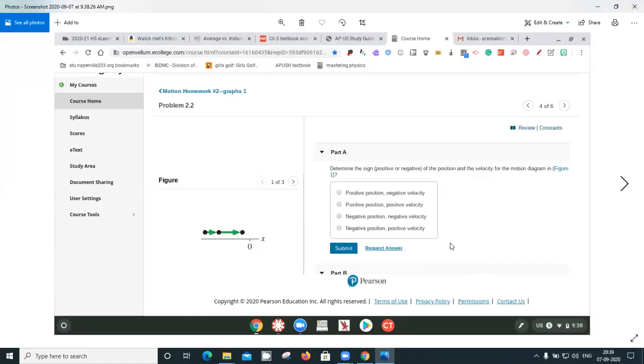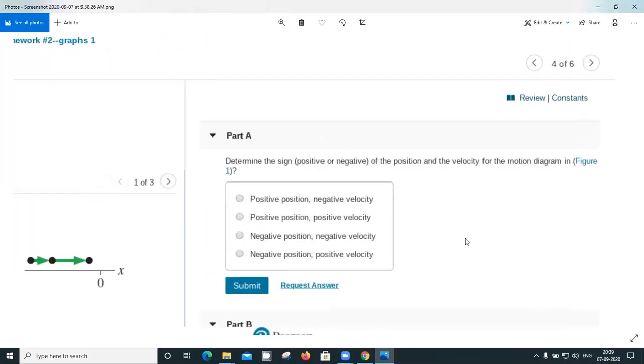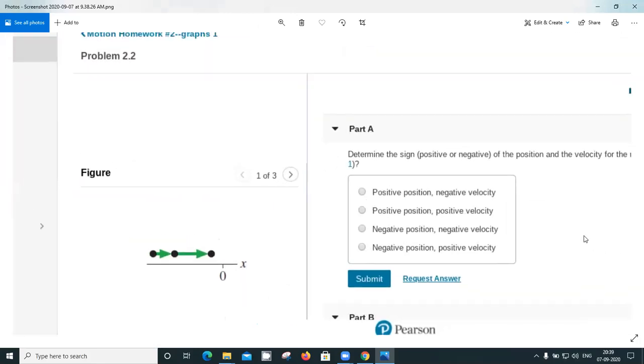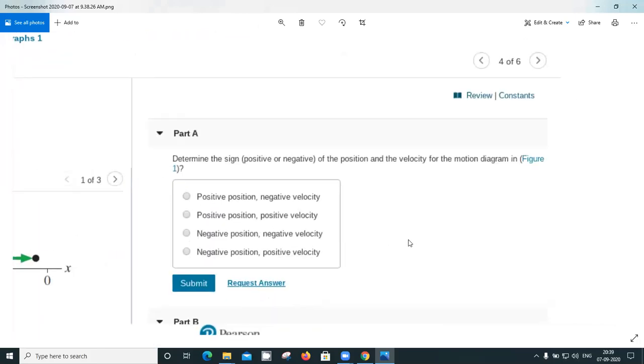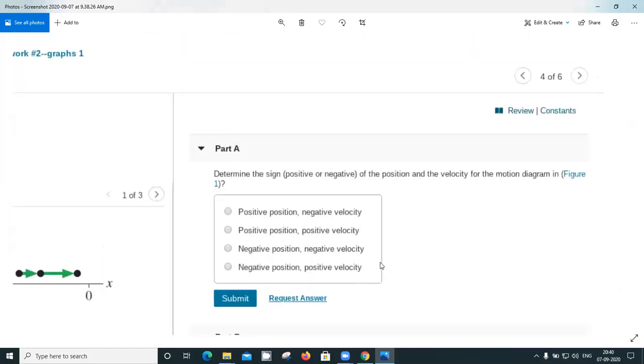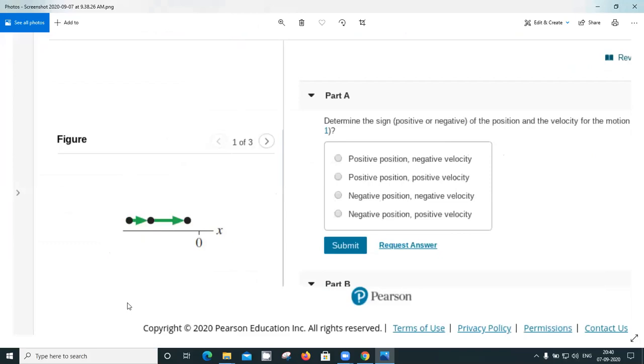This one, right? Yes. So determine the sign of the position and velocity for the motion in figure 1. Position is negative because x0 is here, right? So all these things are negative. But velocity is towards the positive x. So position is negative, velocity is positive.